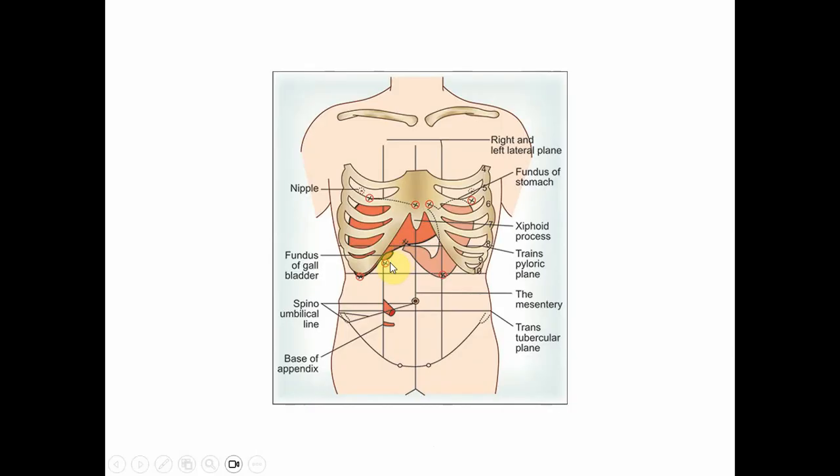As you can see here, the fundus of gallbladder, there are two crosses present, that is called the Murphy's point. And if we look at the abdominal regions, the gallbladder is present in the epigastrium region, while mainly in the right upper quadrant. As you can see, the fundus of gallbladder is clearly present in the epigastrium region.